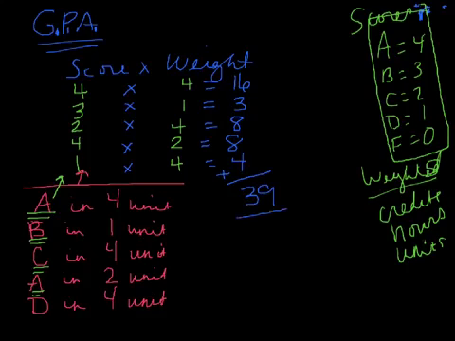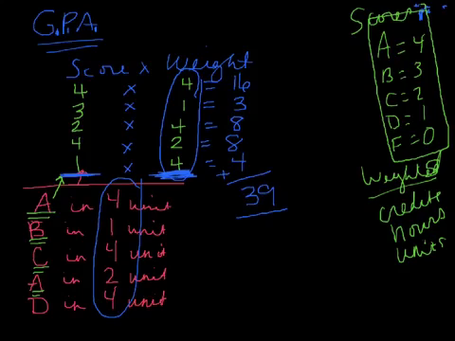So we have to divide by. Now here's where you have to be careful because both of these columns look similar. You have to divide by the total number of credits attempted, the total of your weights. So I have to add that column together. 4 plus 1 plus 4 plus 2 plus 4. So that's 15 units or credits attempted. So it's 39 divided by 15.